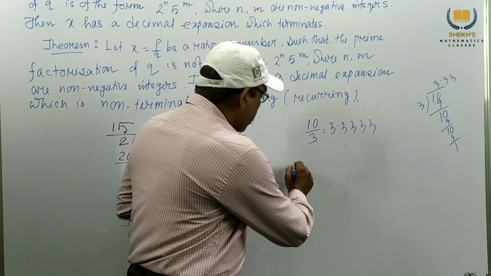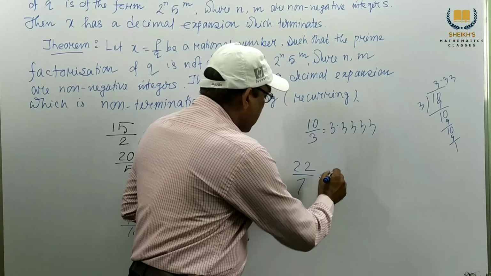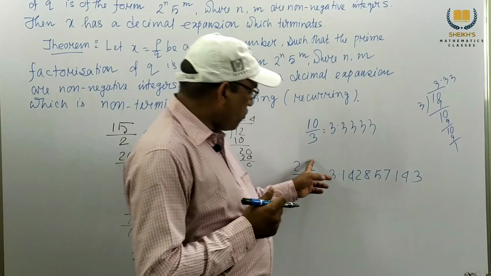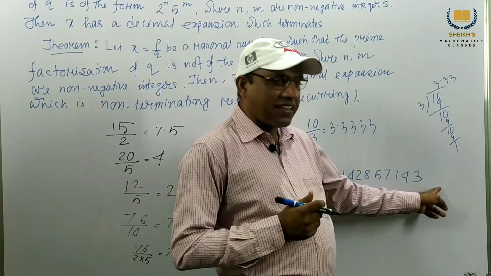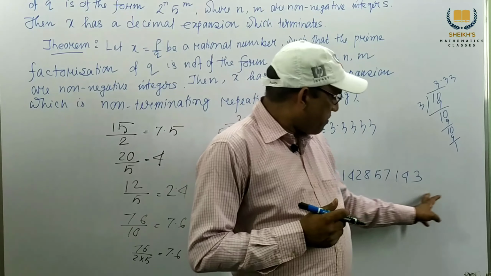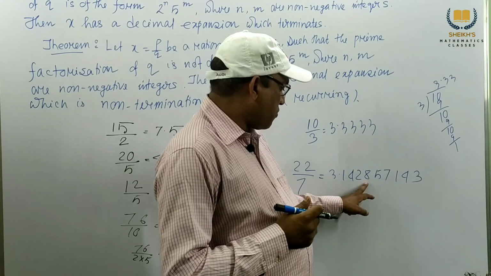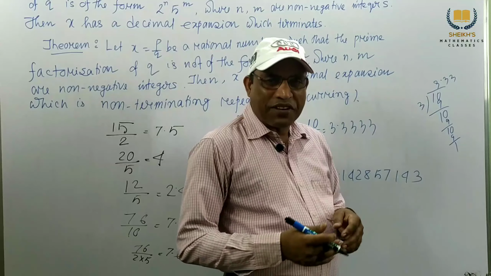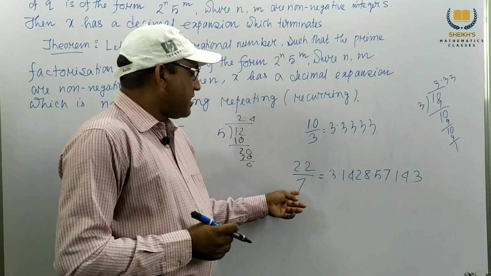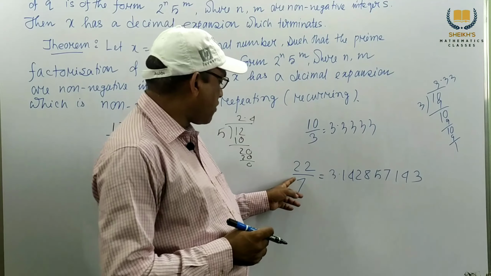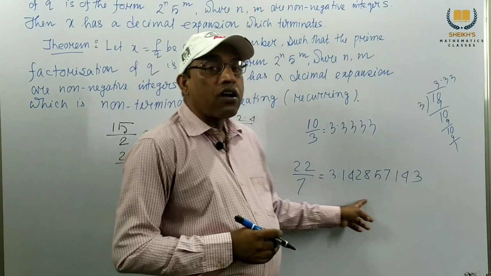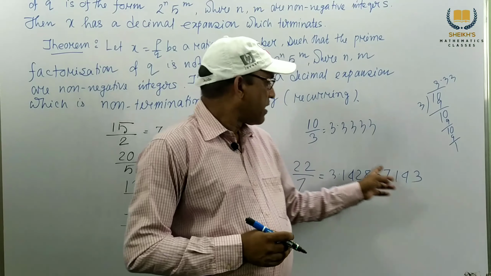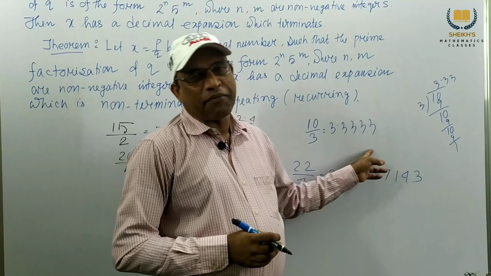Again if we consider 22 by 7, we get this result, it has no ending digits. We get different numbers, 1 4, then 2 8 5 7 1 4 3, no numbers repeated. So the denominator is neither 2 nor 5, then this is non-terminating. And this is non-terminating, non-repeating, and this is non-terminating and repeating.